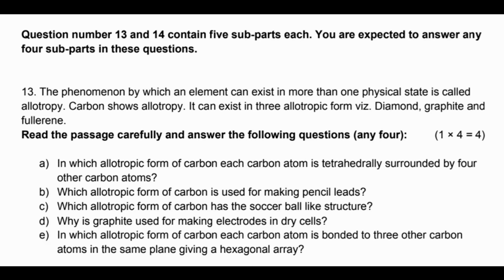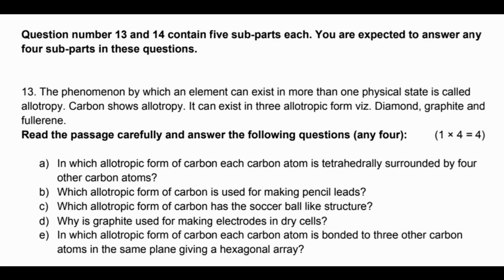Now A part. In which allotropic form of carbon is each carbon atom tetrahedrally surrounded by 4 other carbon atoms? Answer will be diamond. B part. Which allotropic form of carbon is used for making pencil leads? Answer: graphite. C part. Which allotropic form of carbon has a soccer ball like structure? Answer: Buckminsterfullerene or simply fullerene.